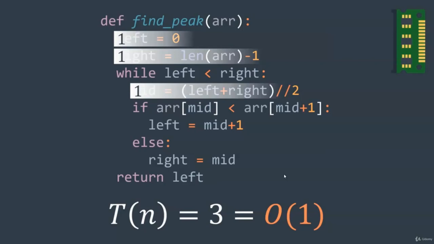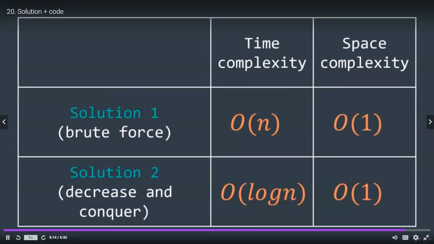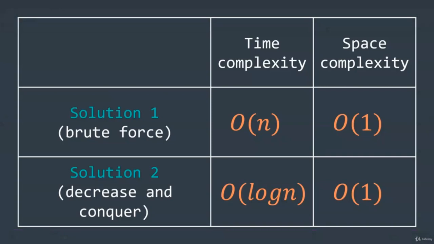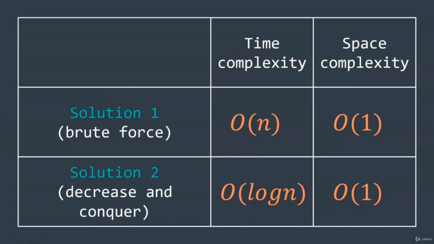We reached the end of this video. In this one, we've seen an interesting solution that uses decrease and conquer to solve the peak finding problem in O of log n time complexity. I wanted to include this problem to show you that knowing techniques like divide and conquer, dynamic programming, greedy algorithms can help you find a solution that has a better time complexity. I hope that you understood both solutions, and see you in the next one.